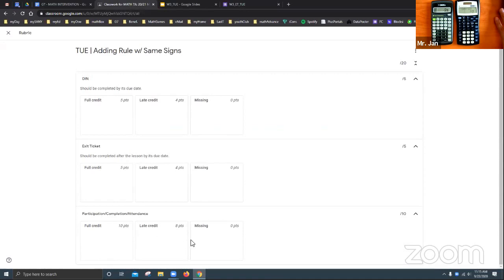For the last one, it's actually the Zoom sessions that you're attending and participating in, and turning in your assignment. For full credit, you get 10 points for participation, completion, and attendance. An exit ticket is 5 points if you turn it in and try your best. Late credit is, for example, when you turn it in after the due date. Today's class notes are due Wednesday. If you turn it in over the weekend before I grade your assignment, you lose 1 point. The same for the DIN: if you're missing your DIN, it's 0, unfortunately, and if you turn it in after the due date, it's 4 points. If you turn it in before the due date, it's 5 points.